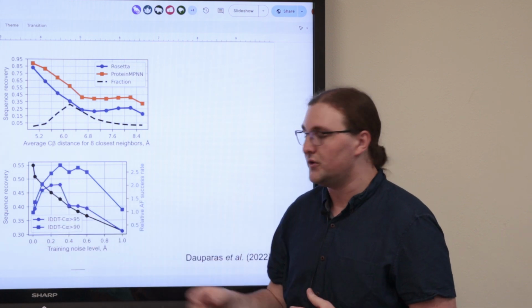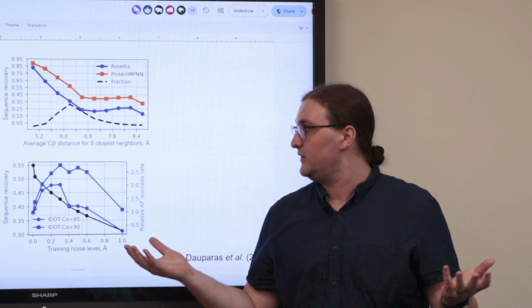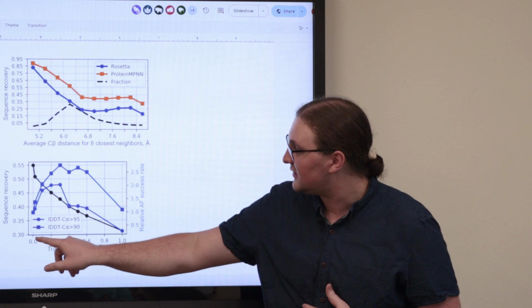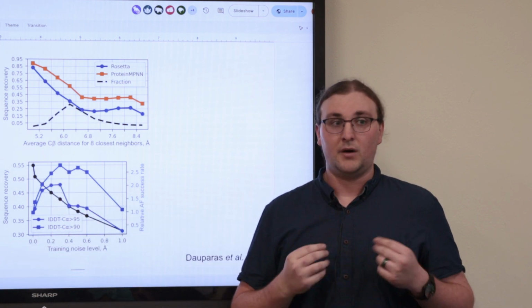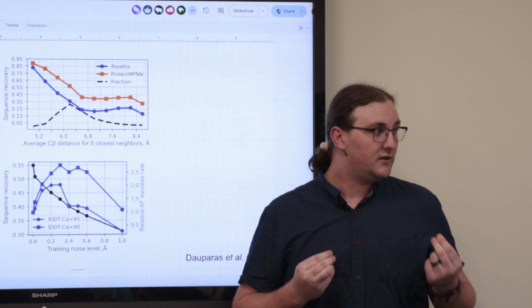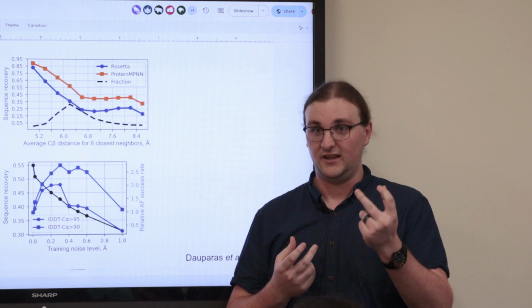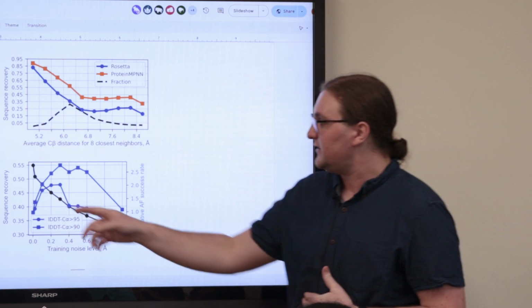As we start adding more and more noise, it's harder and harder to pick up the true sequence signal, which is expected. You can see there's a huge drop off when we go from 0 to a little bit above 0. That really highlights the fact that the model is able to memorize what kind of sequence distance and information is really stored in those structures. So a little bit of noise makes it more robust.